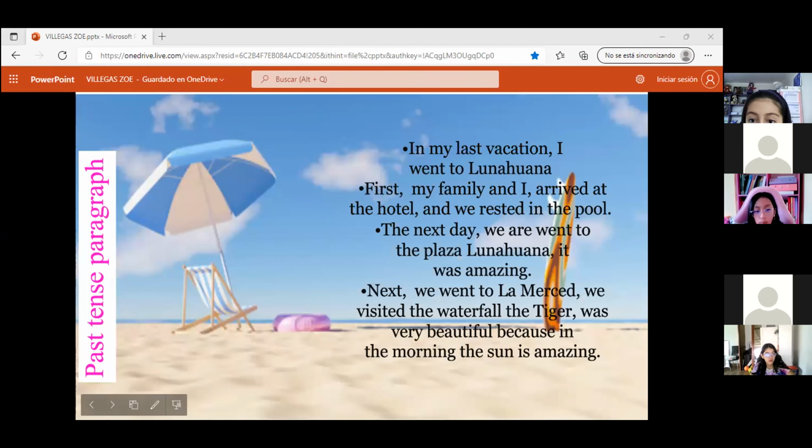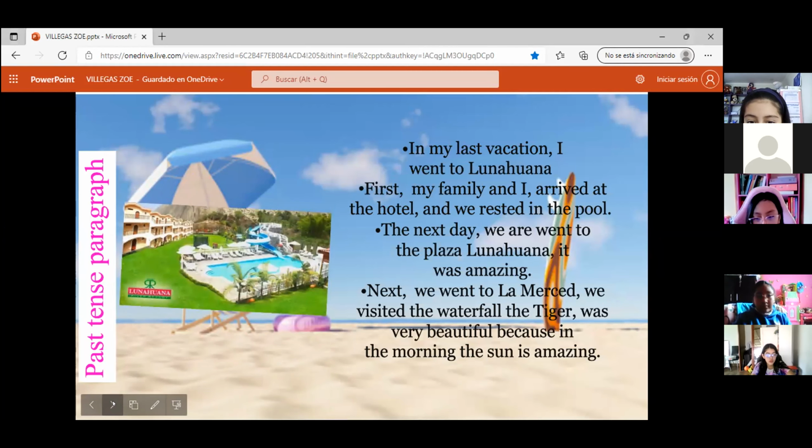In my last vacation, I went to Gunawana. Here's my family and I arrived at the hotel. And we rested in the pool. The next day, we all went to the Plaza Lunawana.